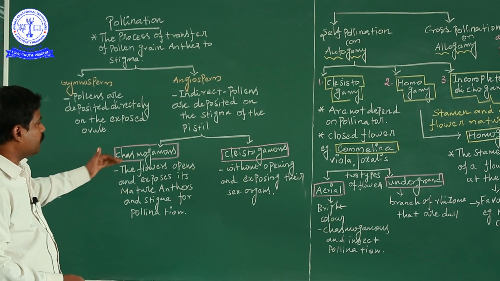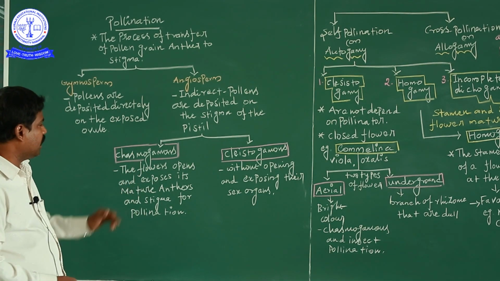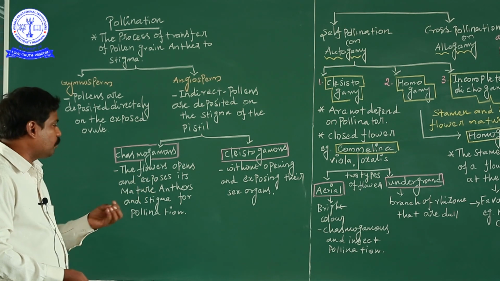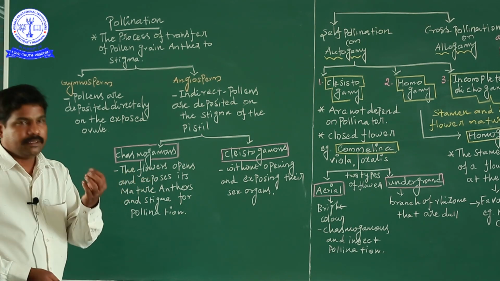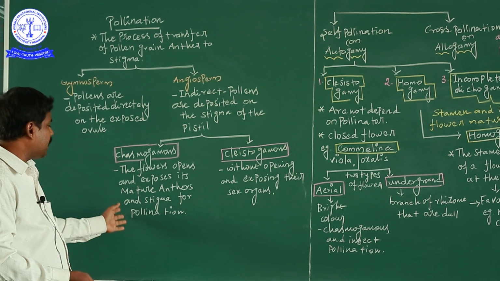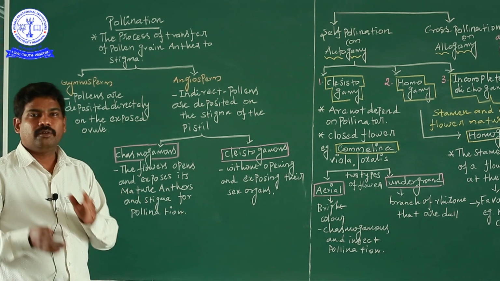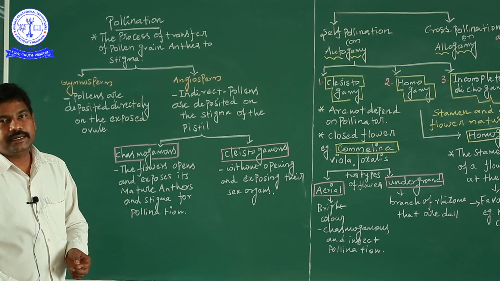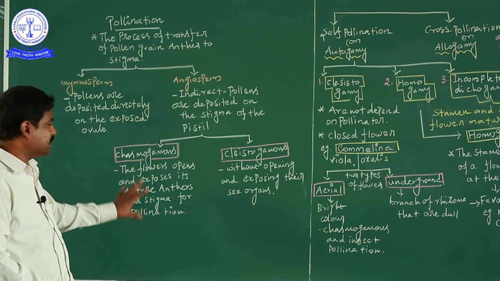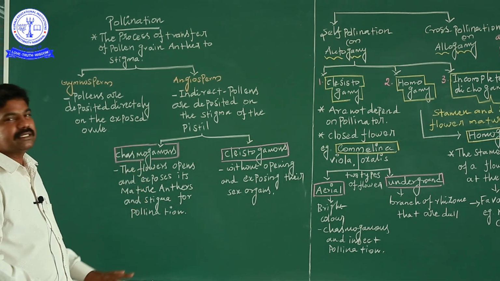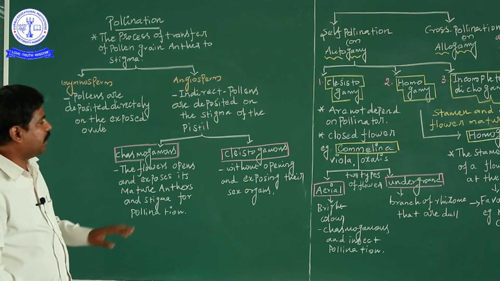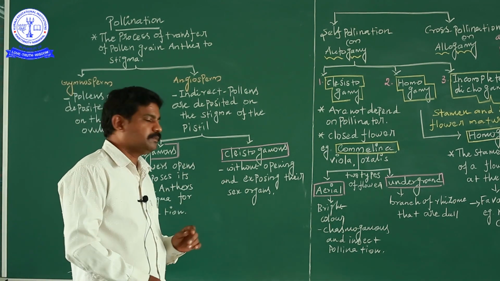And then, as a differentiation for the flower character, chasmogamous flower and cleistogamous flower. Okay, first of all, chasmogamous. Chasmogamous means the flowers open and expose a mature anther and stigma for the pollination. That character is called chasmogamous. Normal pollination.